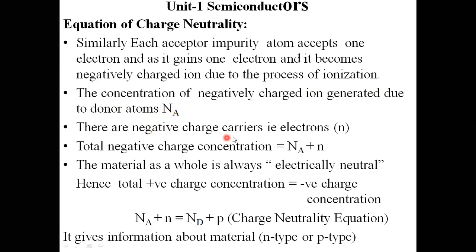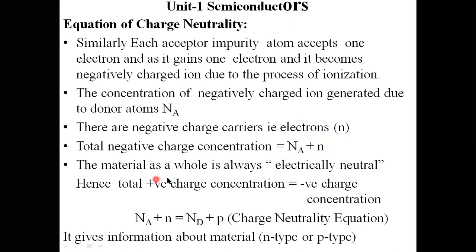There are negatively charged carriers, that is electrons, and it is represented with small n here. Therefore, total negative charge concentration is acceptor atoms Na plus the electrons, which possess negative charge, that is small n. Total negative charge concentration is Na plus n.